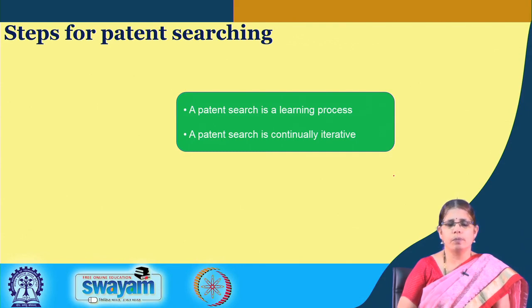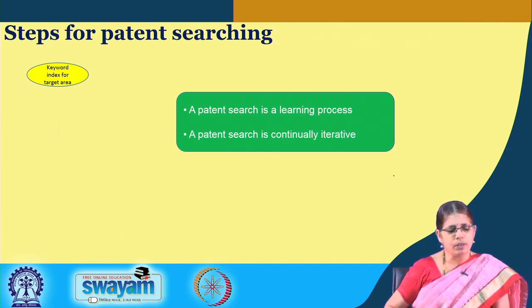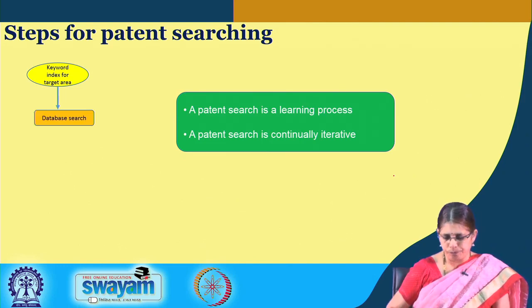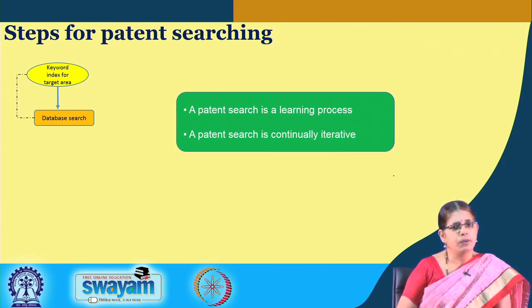Before we go into the specific aspects of the mechanical search, let us recall what are the different steps in patent searching. The first part of it is what we call assembling the keyword and the keyword index for the target area, followed by looking at the appropriate database for search. Now, one can go back and forth in terms of understanding whether a database is suitable, or one needs to actually go into performing an enhanced search.